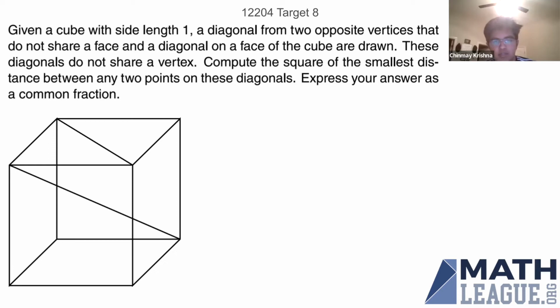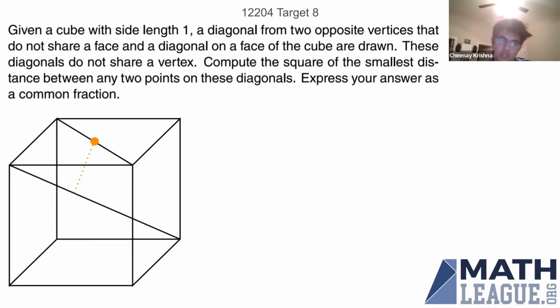So one of the diagonals would be the space diagonal, and then we have a face diagonal that doesn't share a vertex with it, so it could be like this, for example. So we're trying to find the minimum distance between these two lines. So it'd be somewhere like this. Notice that by symmetry, the shortest distance has to be when this is in the middle, since if it was somewhere else, it'd be a further distance.